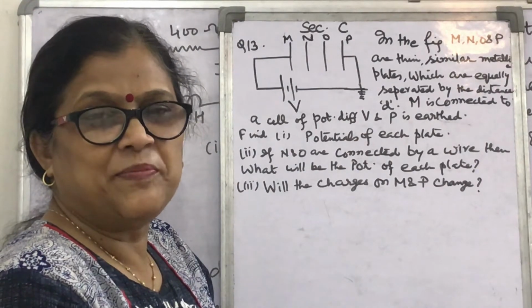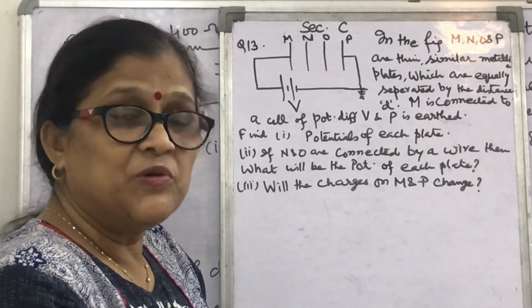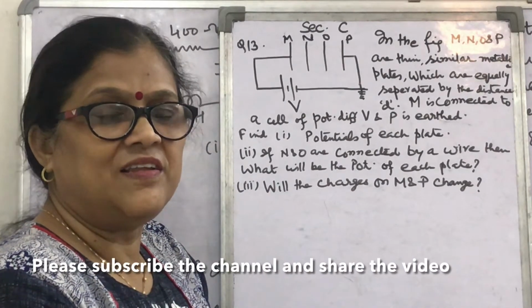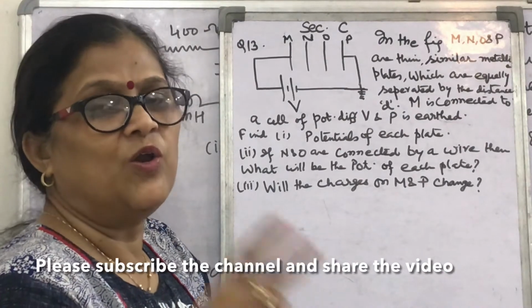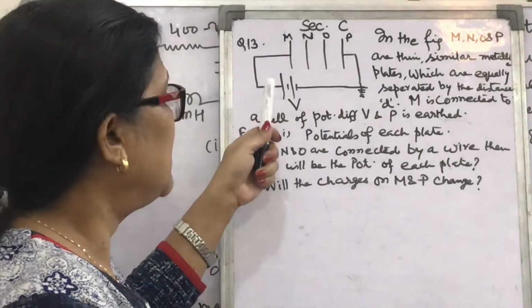In the ISC paper, today we will discuss section C from question 13 to question 19. Each question carries 3 marks along with 2 internal choices. So begin with question 13.